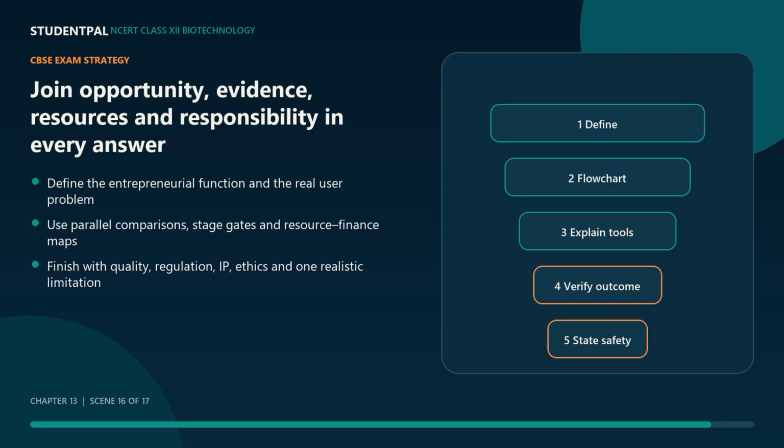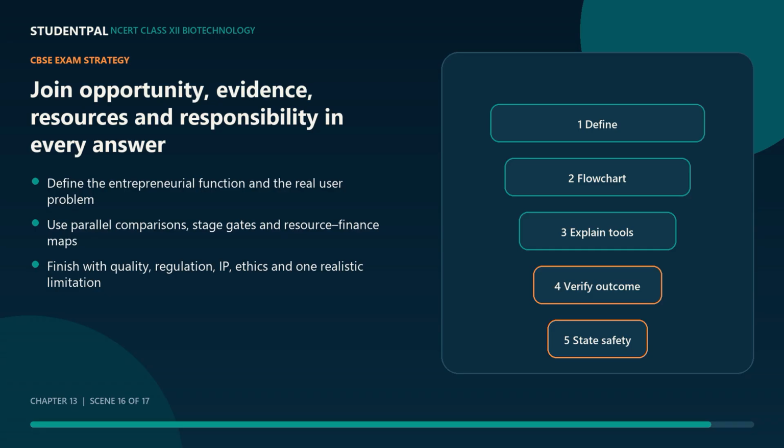For a CBSE answer, define entrepreneurship as recognizing opportunity, organizing resources, creating value, and accepting managed uncertainty. Convert a biotechnology observation into a problem statement by naming user, setting, current alternative, proposed biological solution, measurable benefit, and next evidence. When listing qualities, connect each quality to a decision. Compare entrepreneur and manager using the same basis and state that one person may perform both roles. Draw enterprise planning as problem, value, evidence, market, operations, team, milestones, risks, and finance.